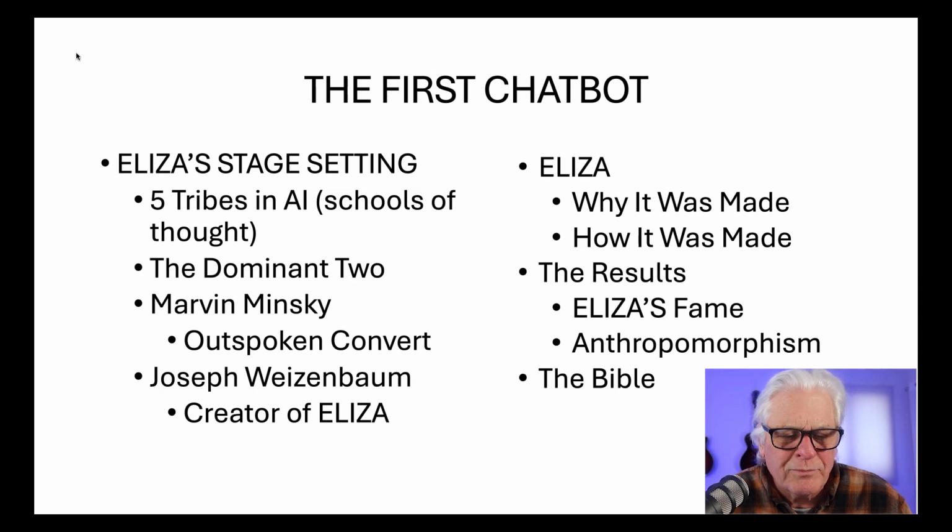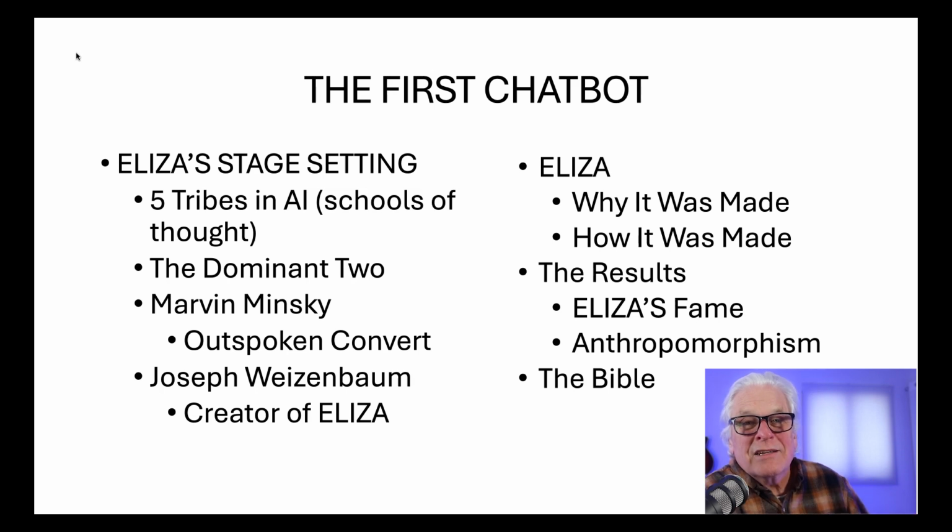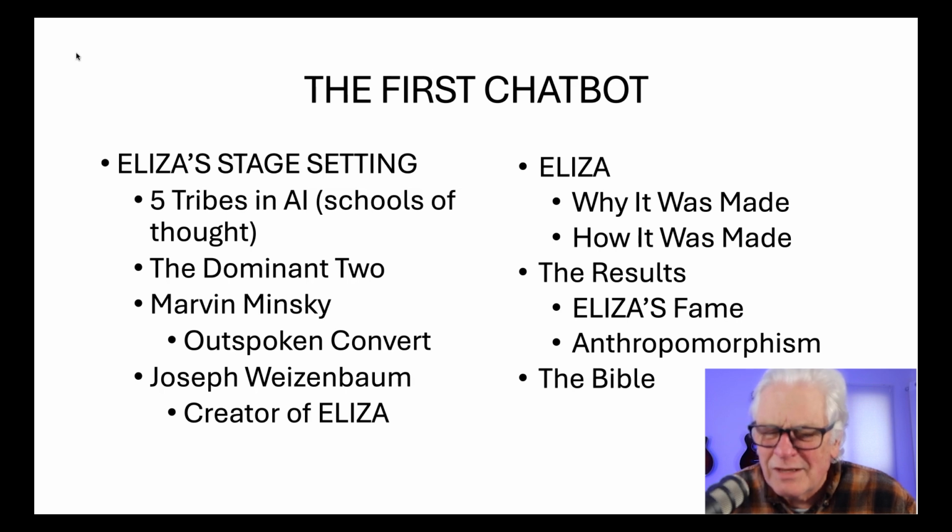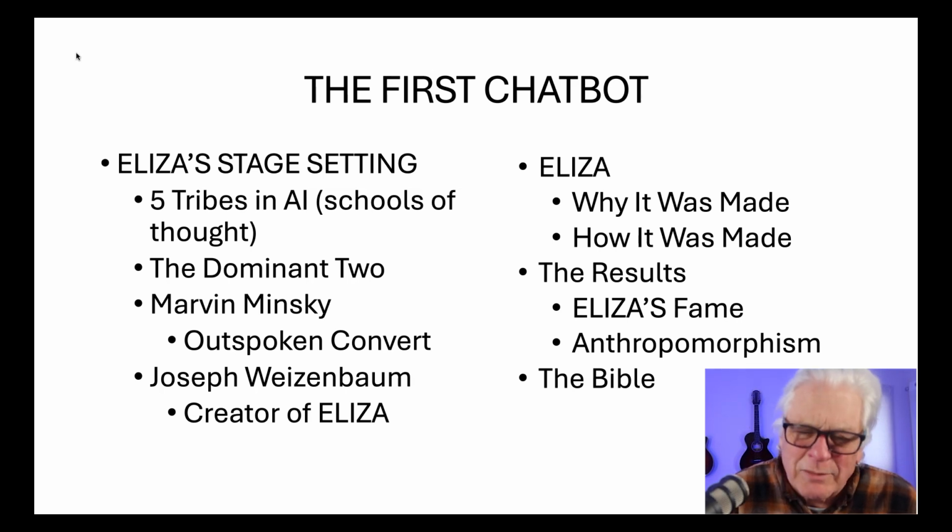Joseph Weizenbaum. I'm going to introduce you to him. He is the creator of Eliza. And I'm going to introduce you to Eliza and why it was made, how it was made, the results of its being made once it got out in the open. And then I'm going to talk about something called anthropomorphism. And finally, I'm going to talk about the Bible.